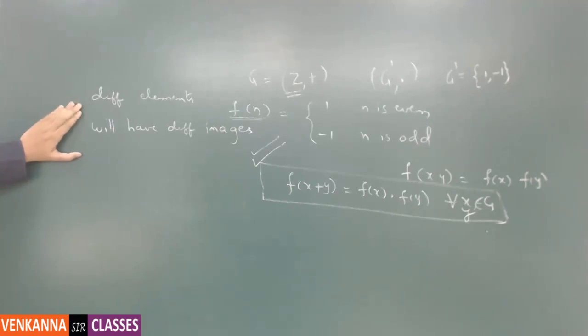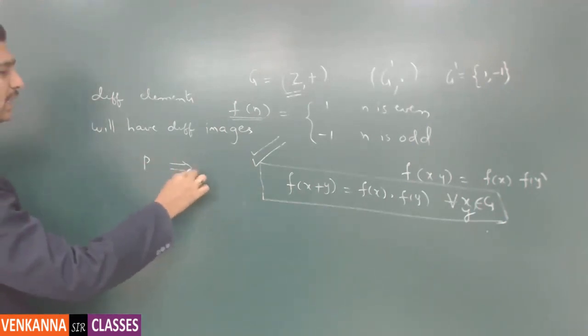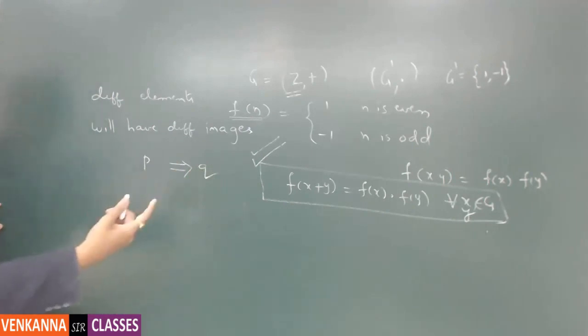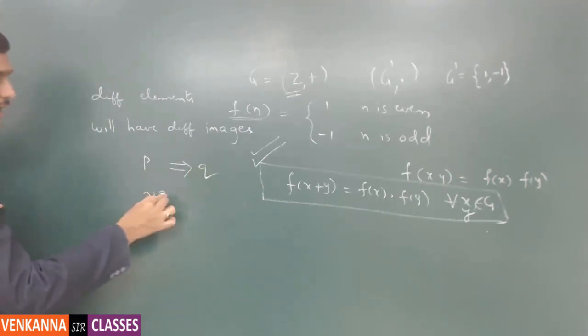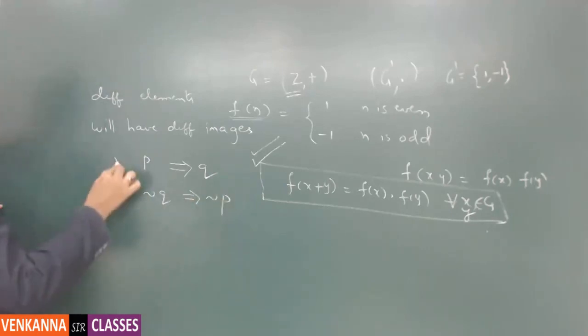Now, while proving this technically, how do we do it? Actually, if you want to say that a statement P implies Q, technically we prove that the negation of Q implies the negation of P, because these two are equivalent.